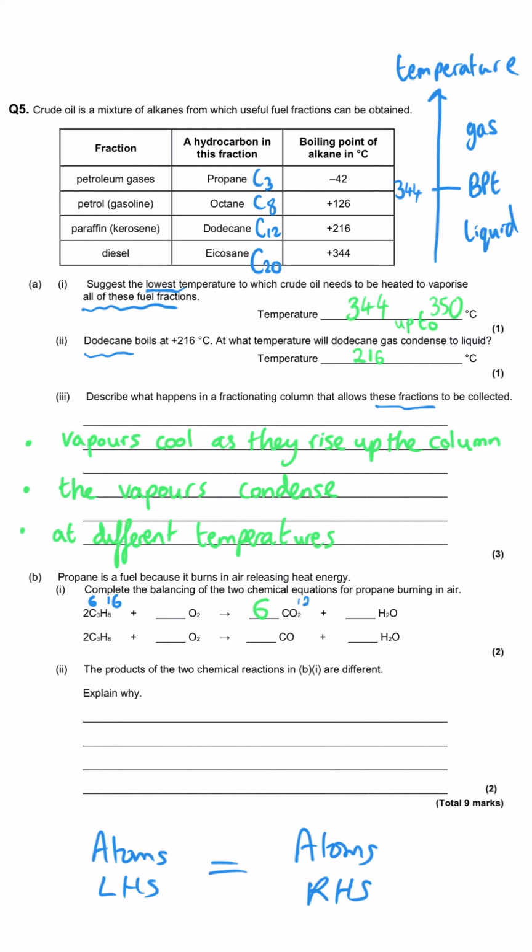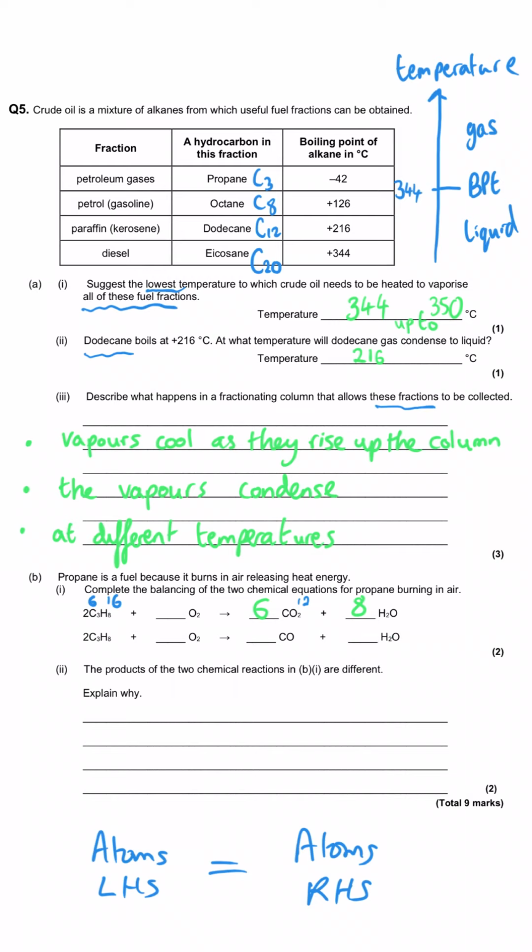And then when we look at the hydrogen, we've got 16 hydrogen in the reactants. We need to have 16 hydrogen over here in the products, and right now we only have 2. And so you multiply 2 by 8 in order to get 16 in the water molecule. So 8 lots of 2 is 16. So that's the water molecules balanced as well.